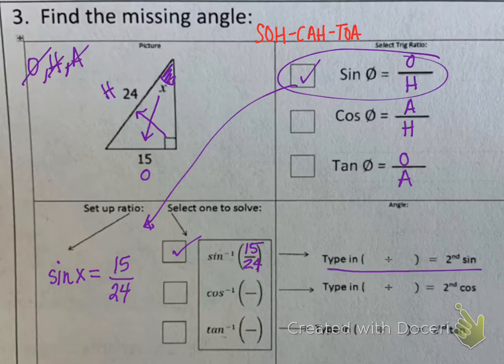So I would hit 15 divided by 24 equals, and then hit second sine, and you should get 38.7 degrees. So again, 15 divided by 24 equals second sine. Make sure you don't hit equals in the very end. You only hit the equal button once to get 38.7 degrees.